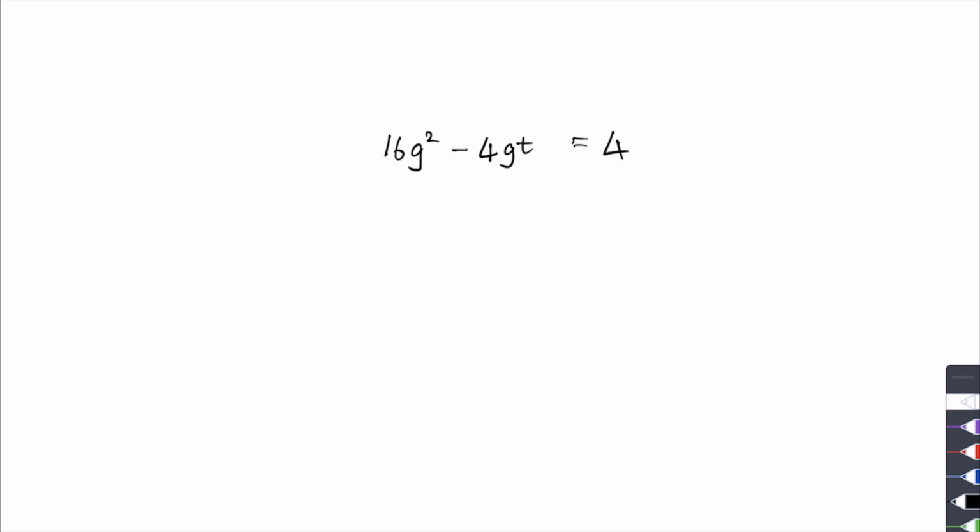In this case, the highest number that goes into 16 and 4 is a 4. I have a g squared and a g, so the highest one will be a g. Open my brackets. 4g times what gives me 16g squared? Well, 4 times 4 will give me 16, and g times g will give me g squared. And 4g times what gives me 4gt? Well, I just need a t there.